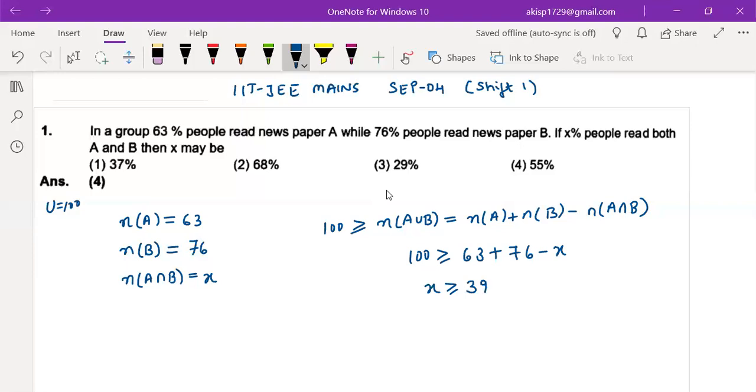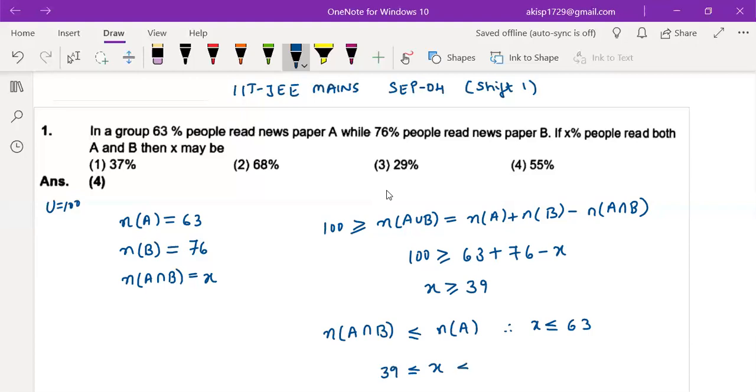Also, one can observe that n of A intersection B is going to be less than or at most equal to n of A. So this gives us an upper estimate on X. Therefore X is less than or equal to n of A, which is 63. Clubbing these two together, I see that X is in between 39 and 63.